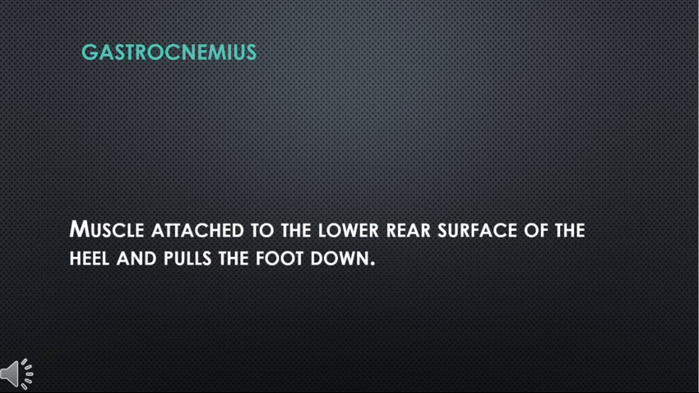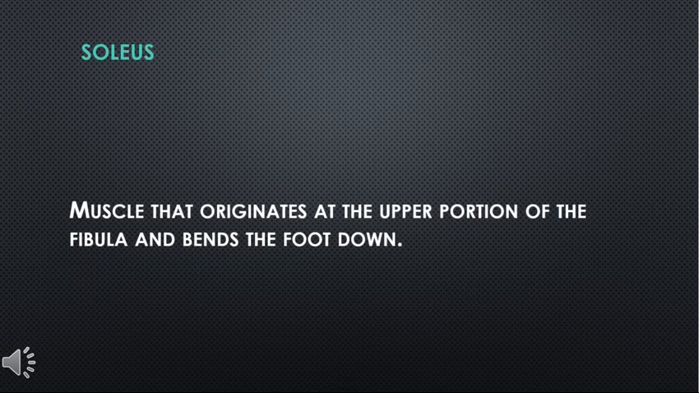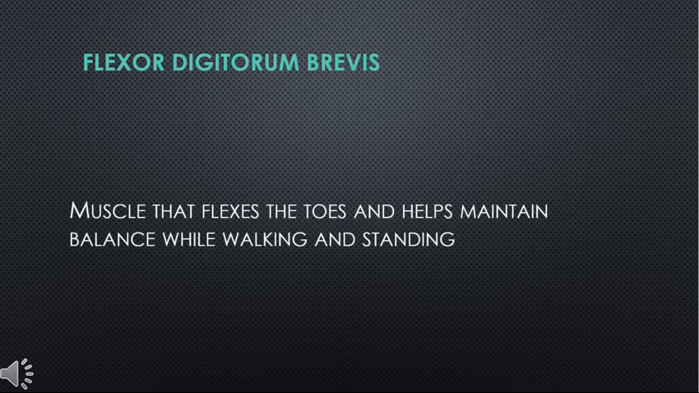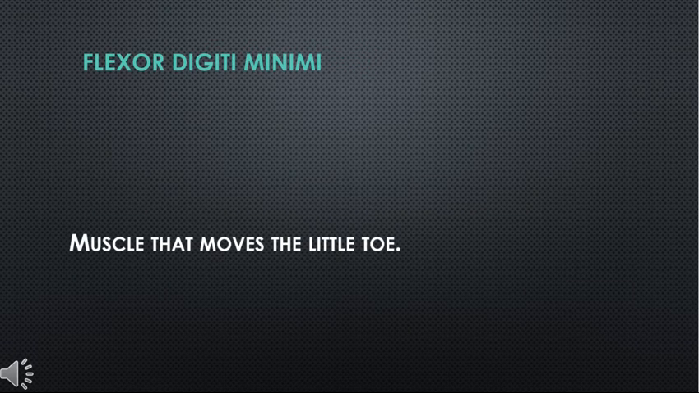Gastrocnemius. Muscle attached to the lower rear surface of the heel and pulls the foot down. Soleus. Muscle that originates at the upper portion of the fibula and bends the foot down. Flexor digitorum brevis. Muscle that flexes the toes and helps maintain balance while walking and standing. Flexor digiti minimi. Muscle that moves the little toe.